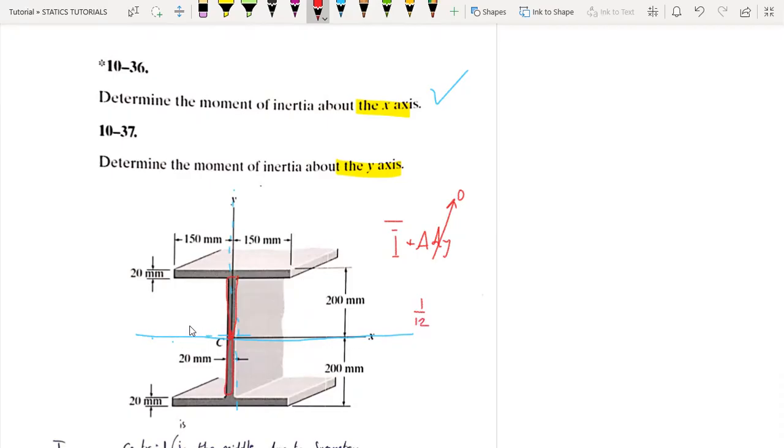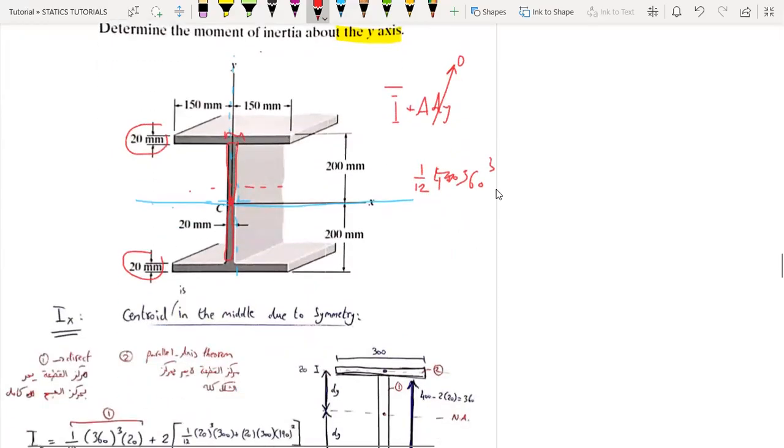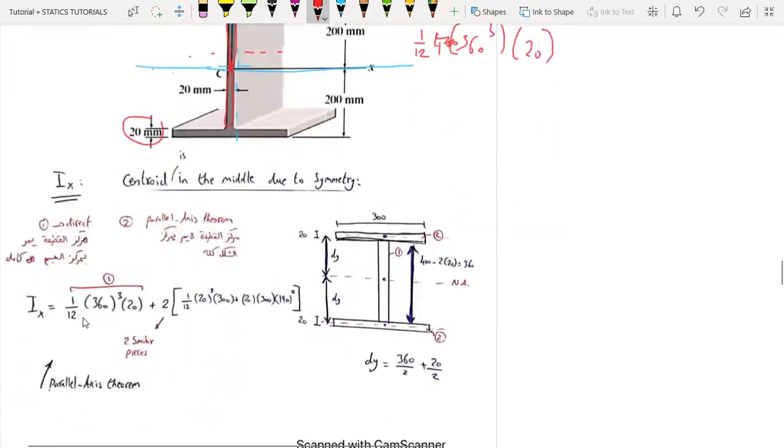And here it's the x-axis, so it's intersecting this dimension, which is 400. So 400, or sorry, not 400. We'll say 400 minus 20 minus 20, so 360. So 360 cubed, multiplied by this small dimension, which is 20. So regarding segment number 1, it's 1 over 12, 360 cubed multiplied by 20. It's direct because the centroid again is on the centroid for the whole system.